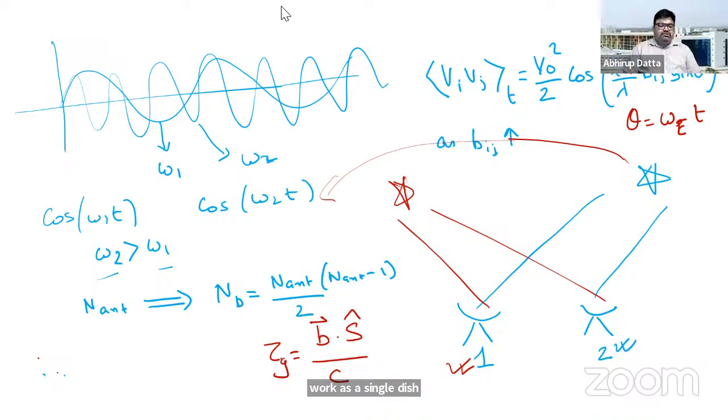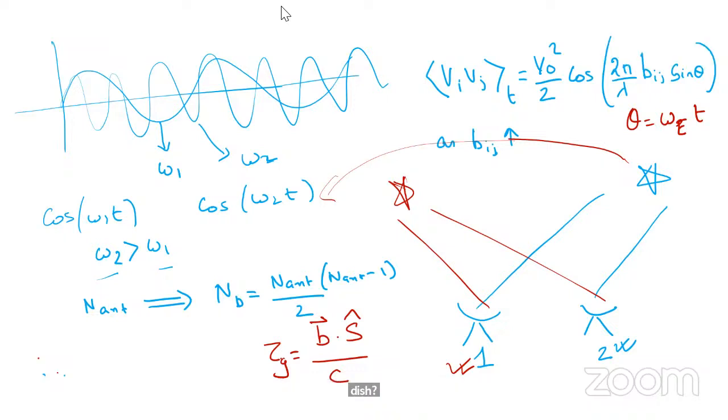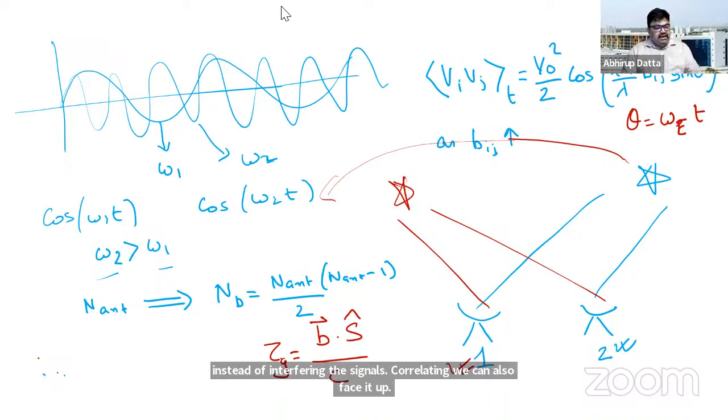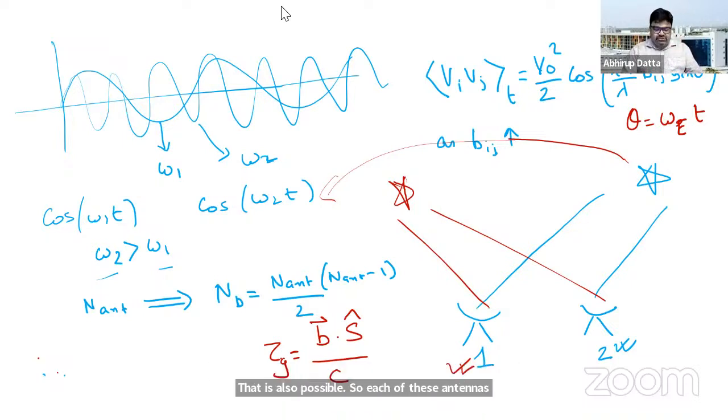Yes, it will also act as a single dish. In fact, towards a later part of this, we will also come to different applications of these antennas. Like it can also be phased up in the same direction as a single dish. All of them can look into the same direction. Instead of interfering the signals, correlating, we can also phase it up. That is also possible. So each of these antennas can act as a single dish, for sure.